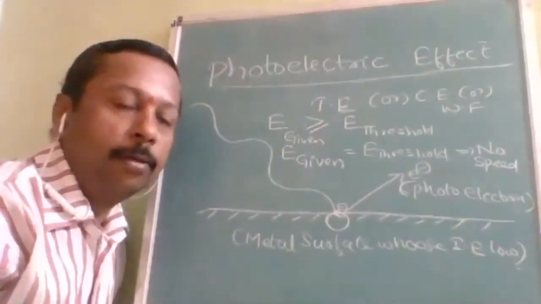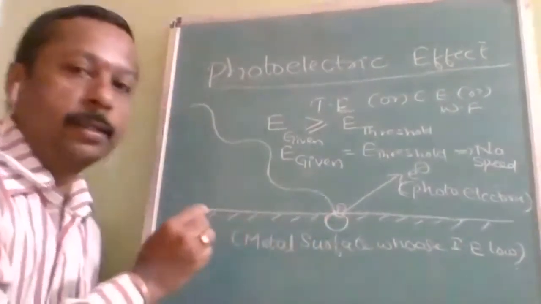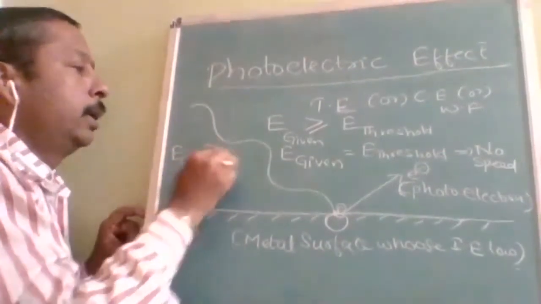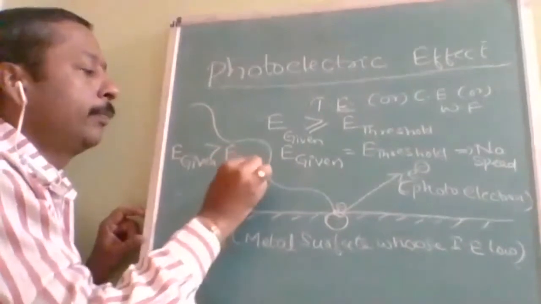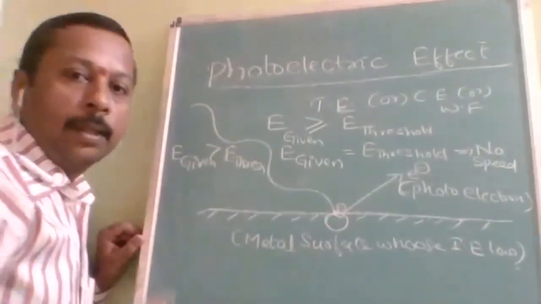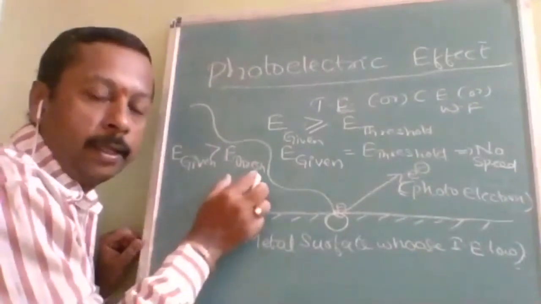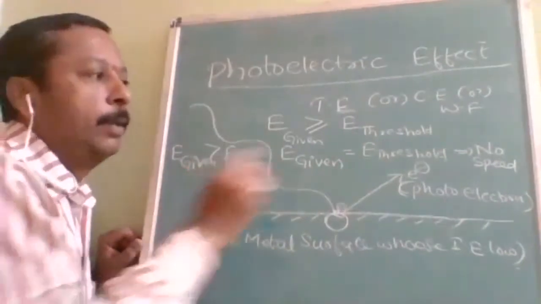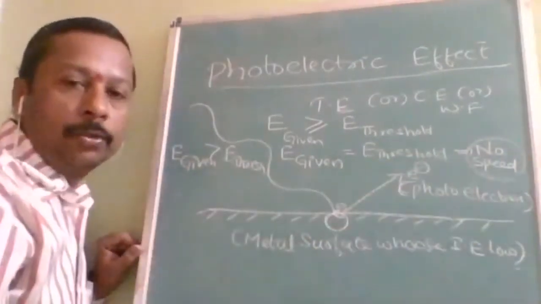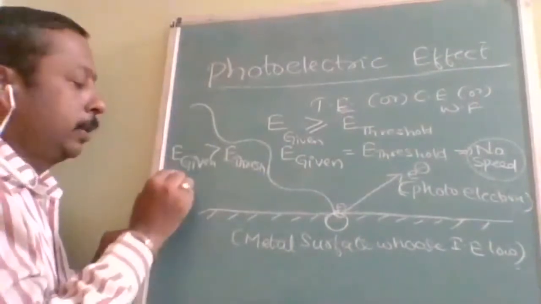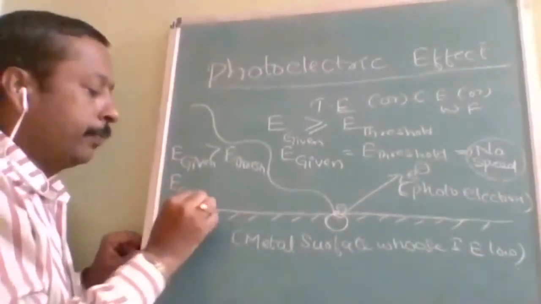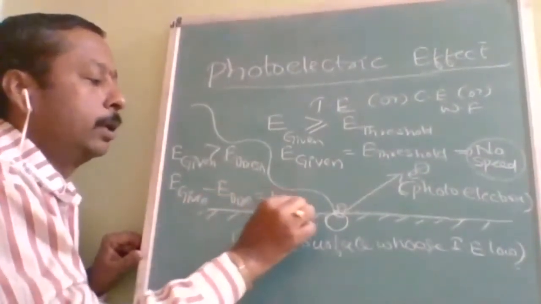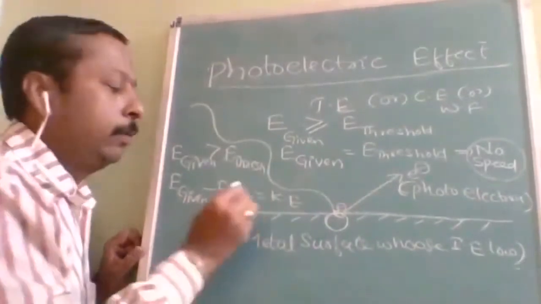Now if you give the next condition, I will write here: if given energy is greater than threshold energy, then what happens? That extra energy, suppose it requires 13 kilojoules and you gave 15 kilojoules, that 2 kilojoules extra will be converted into speed. So speed means it is kinetic energy. Then the given energy minus threshold energy is equal to the kinetic energy. That extra energy, how will it be used? It will be used in moving.